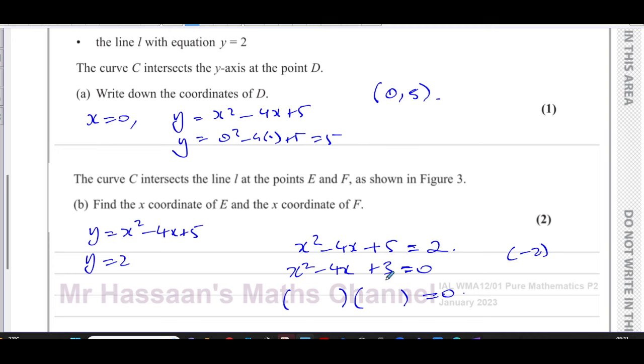All right, so to factorize this, we find 2 numbers that multiply to give you 3. This is one of those easy ones where it's just going to be x and x. You're not going to have any other combination there, so you don't have to split the middle term.